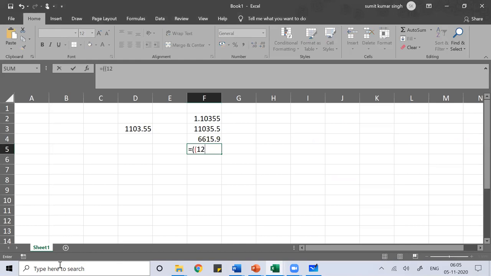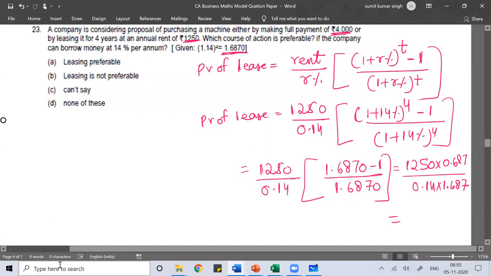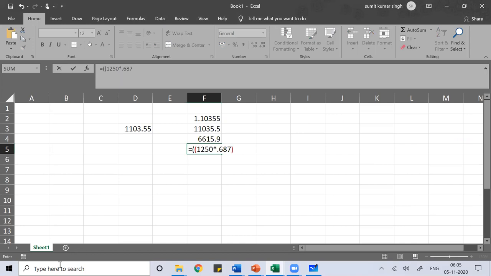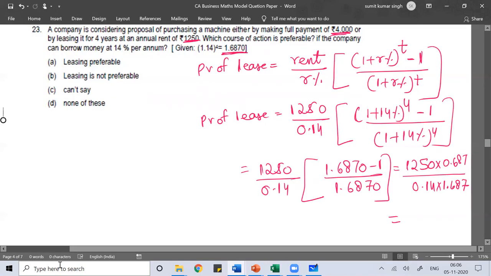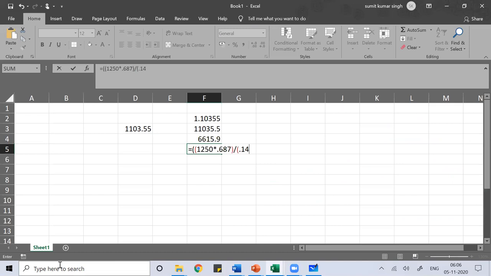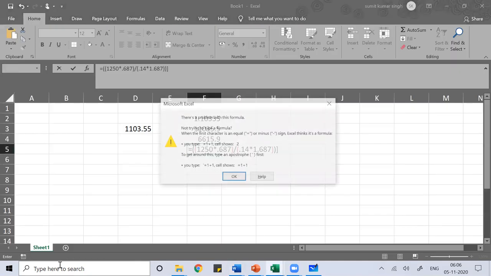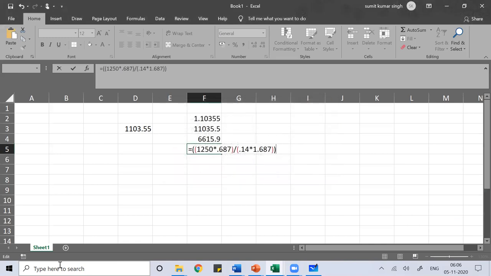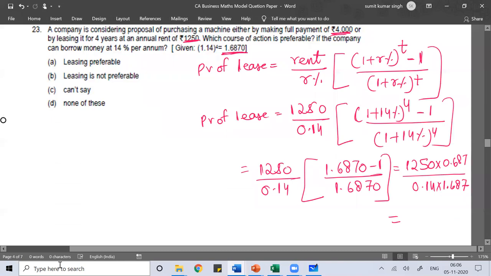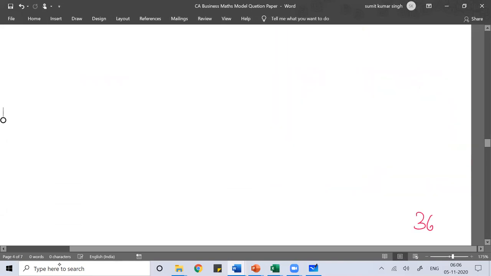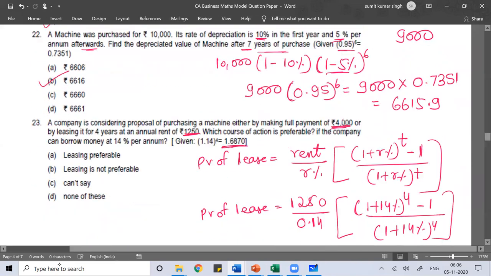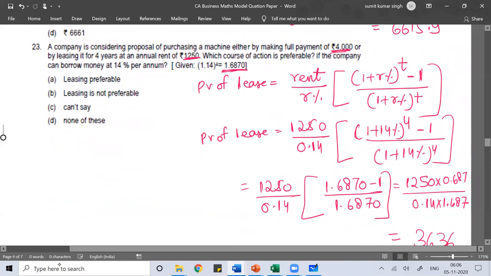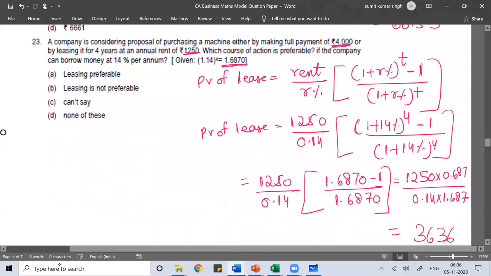So that is 1,250 into 0.687 divided by 0.14 into 1.687. So that you'll get 3,636. So the present value of lease is 3,636.